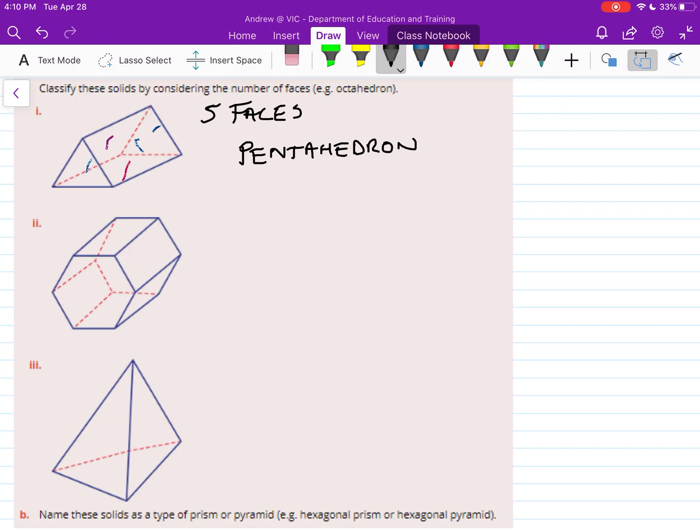So here, our next one, we just need to do the same. Count how many faces there are. So we've got 2 on the end again. Alright, and then we need to count how many there are around. So we've got 1, 2, 3, 4, 5, 6. So there's 6 around and 2 on the end. So that means we have 8 faces. The prefix for 8 is oct. So this is an octahedron.